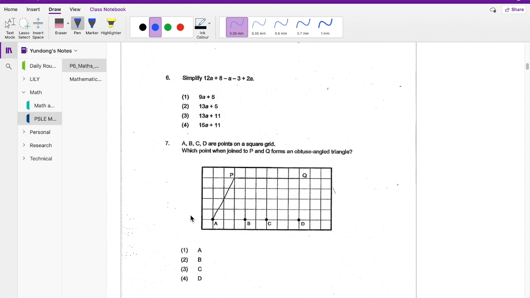Okay, in question 6, it's actually simplifying algebra. Normally when we do this, we want to combine the numbers together and combine the like symbols together. So here we can write 12a minus a plus 2a plus 8 minus 3. So this equals 13a plus 5.